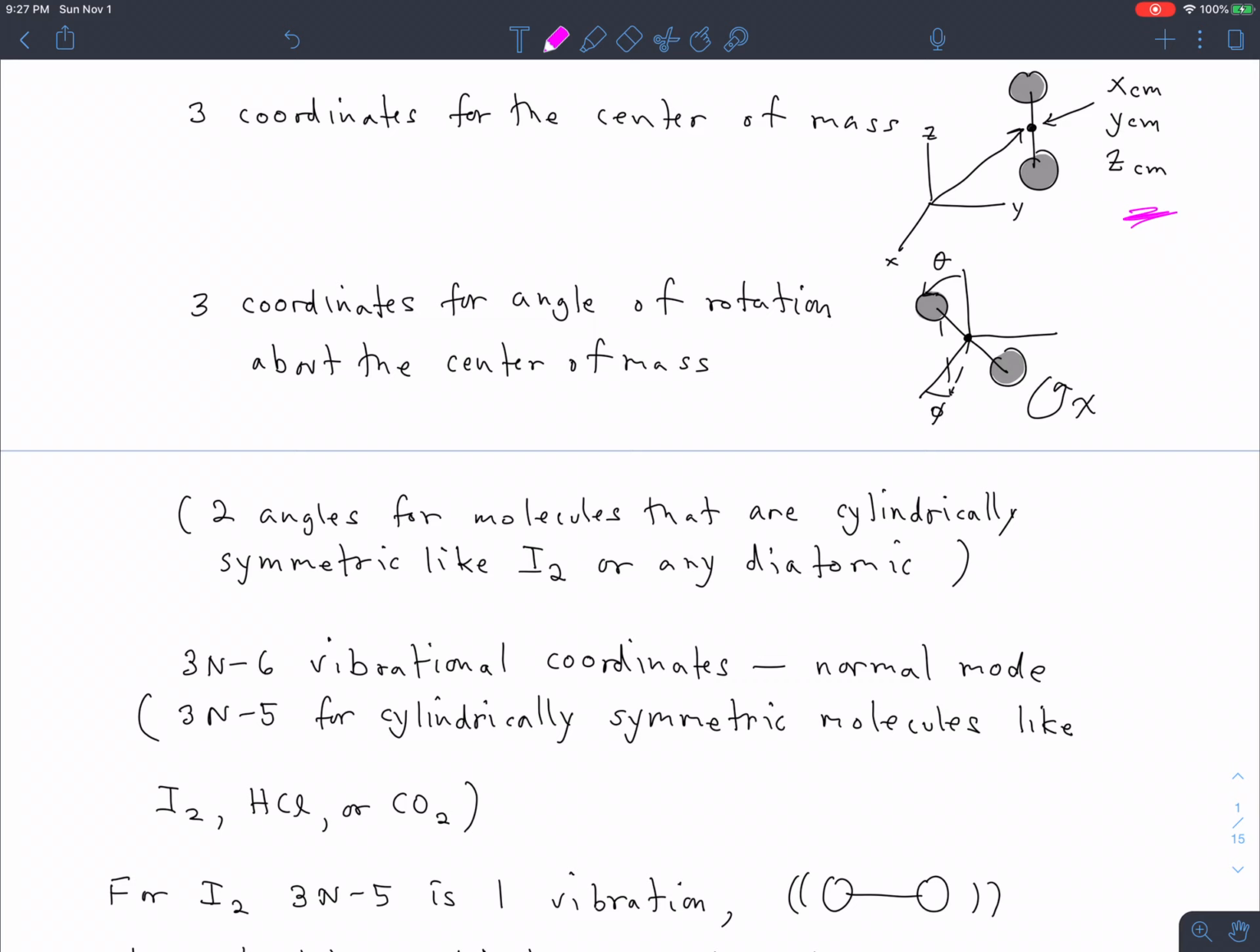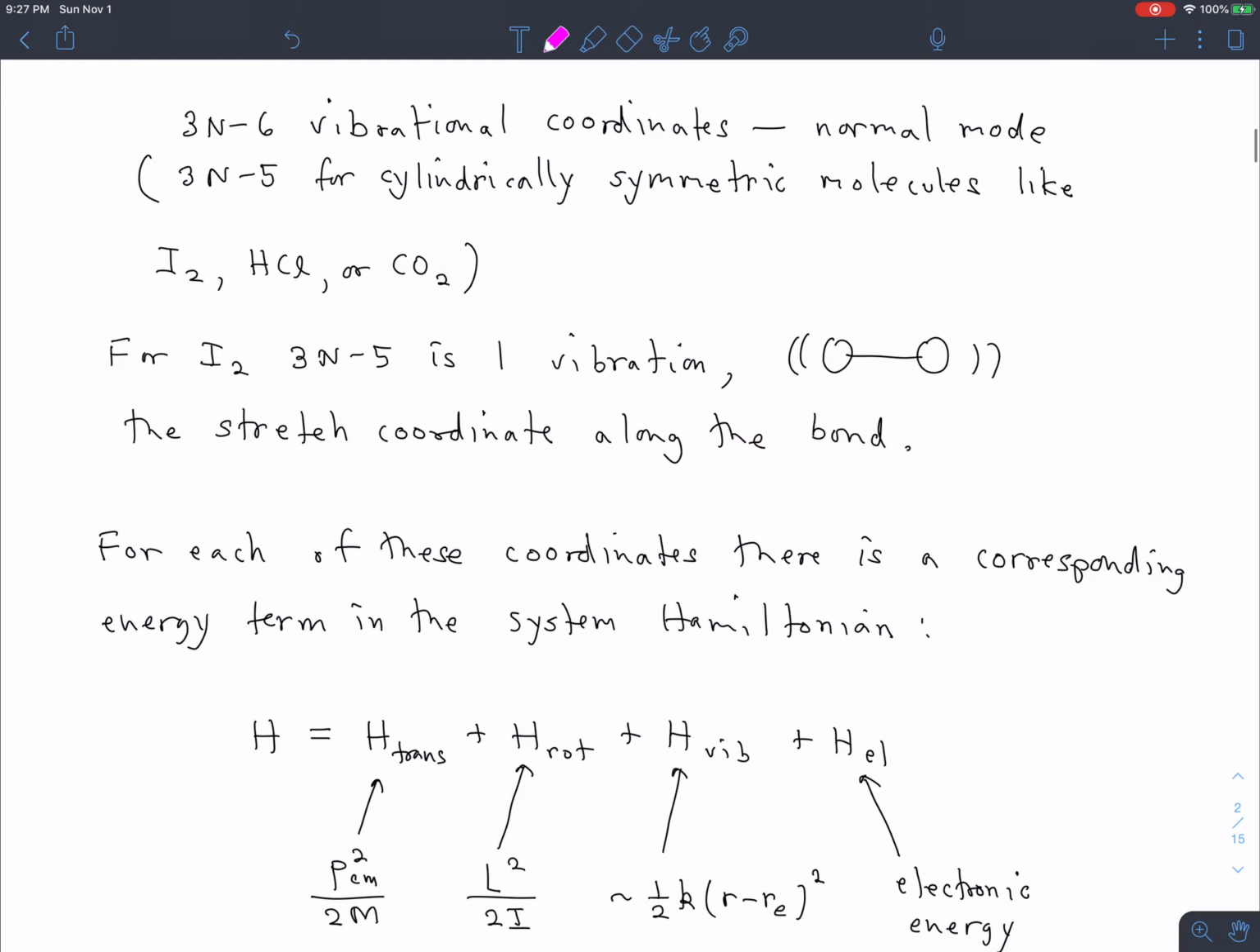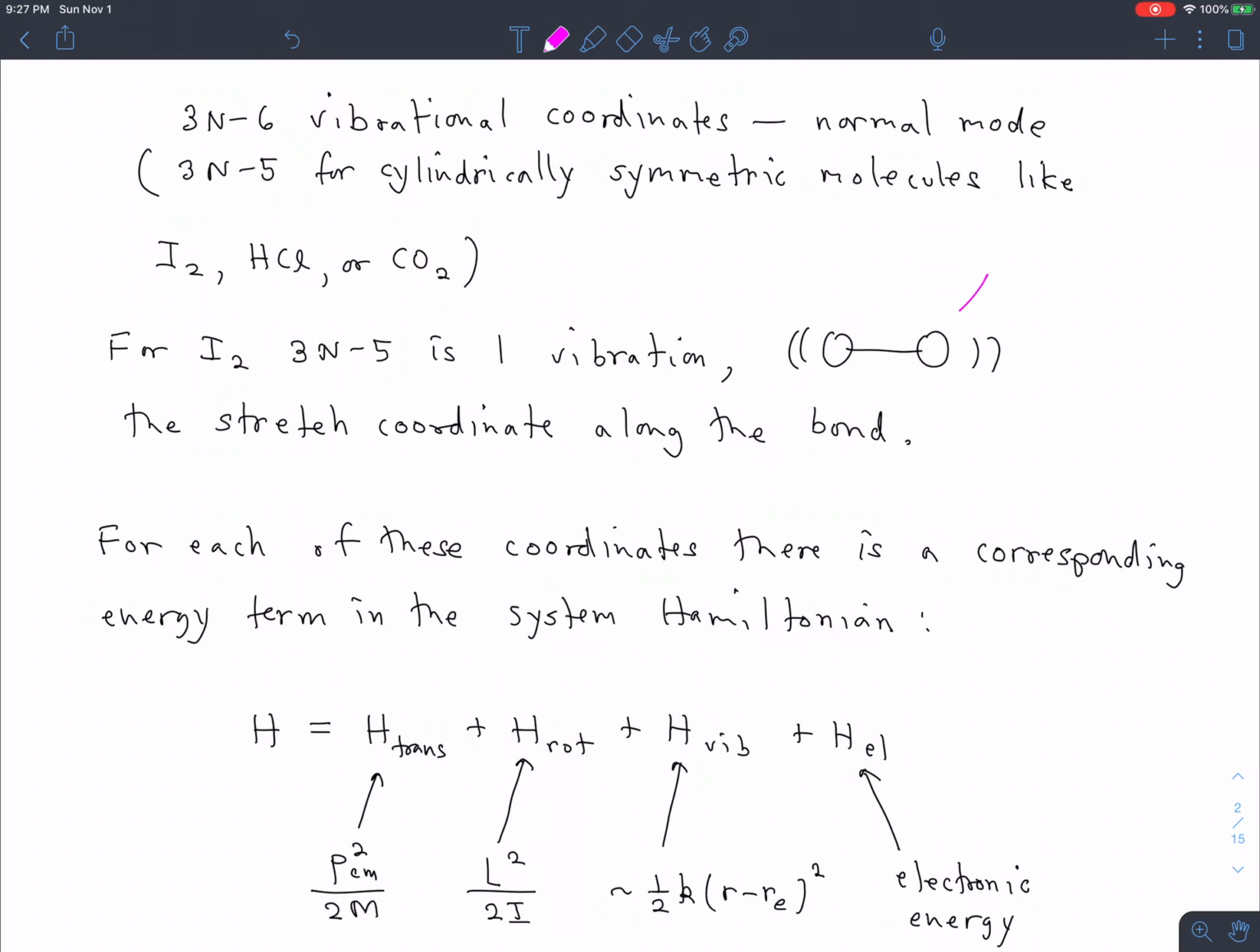So we'll come back to that in a minute, but there's only 2 angles for our molecule I2. So 3 degrees of freedom here, 2 more here. And then there are internal shape changes in the molecule. As long as the stretching and deformation of the molecule is pretty small, we can describe those changes as vibrations, as a set of normal modes. In the case of an I2 molecule, there's just one normal mode, one vibration, one stretching degree of freedom.